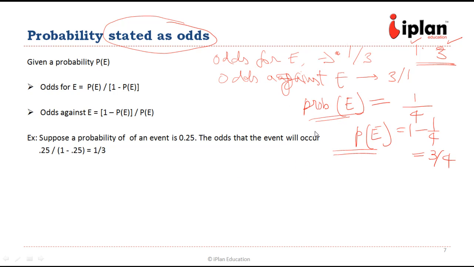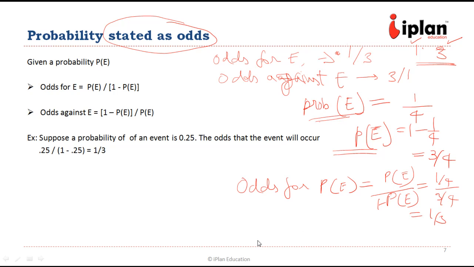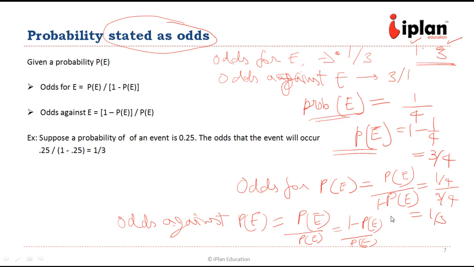And if we have to calculate odds from this number, then the odds for are the probability of event E divided by 1 minus the probability of E, which is the probability of E not happening. So it is 1 by 4 divided by 3 by 4, and the answer is 1 by 3. Similarly, we can calculate odds against, which will be the probability of event E not happening divided by the probability of E happening, or 1 minus PE divided by PE. So this is equal to 3 by 4 divided by 1 by 4. It will be 3. These are the numbers which we used in the starting. So we can calculate them from each other.